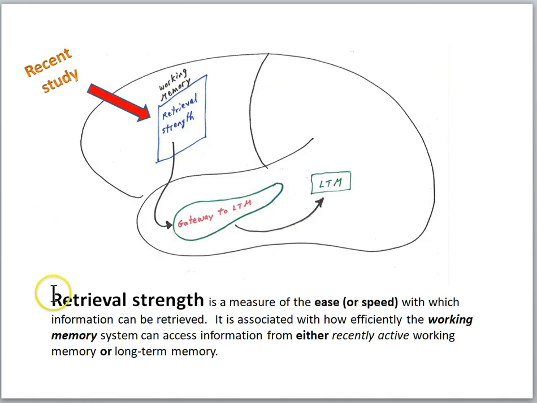Now the next term is retrieval strength. Retrieval strength is a measure of the ease or speed with which information can be retrieved. It is associated with how efficiently the working memory system can access information from either recently active working memory or the long-term memory system. Notice we said storage strength was more associated with the cortical, long-term memory system. Retrieval strength is more associated with the working memory system. How effective is that system at accessing desired information?